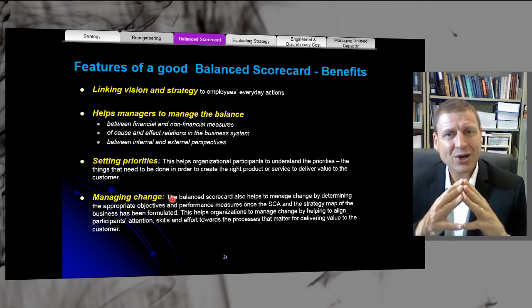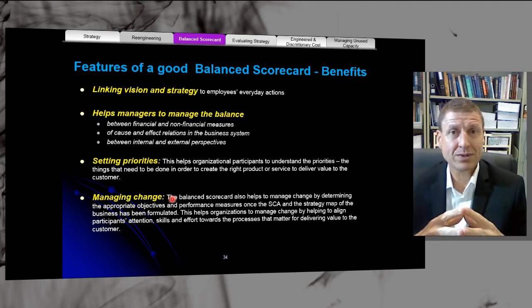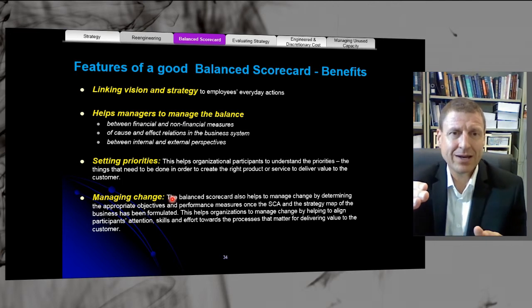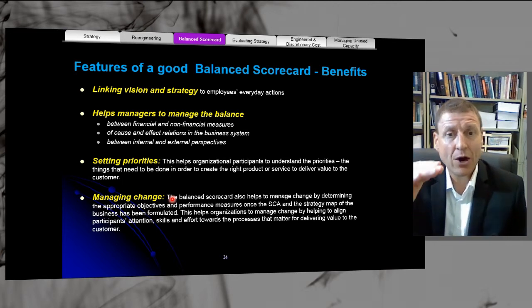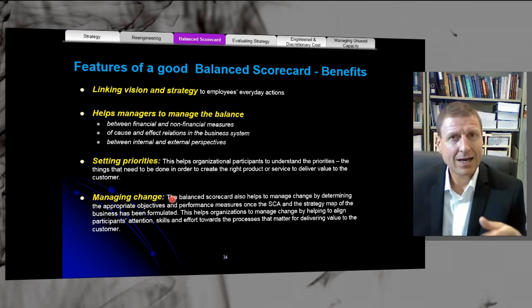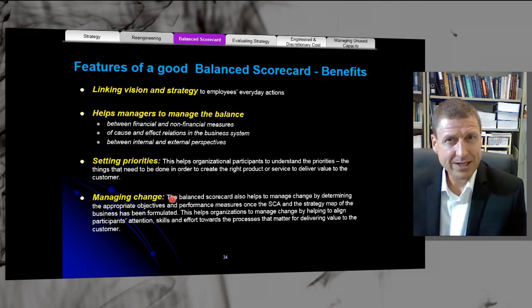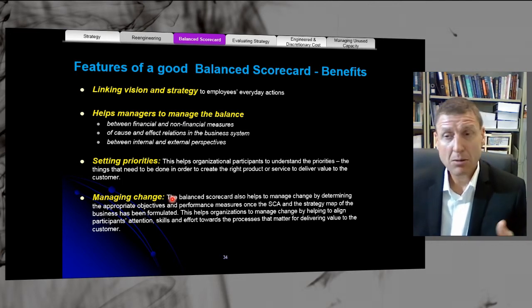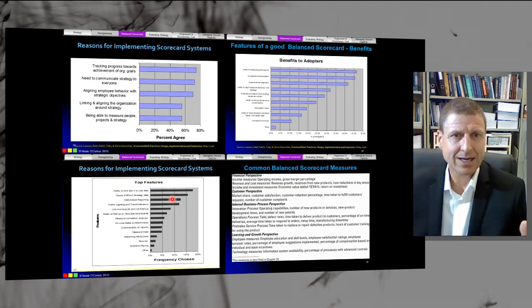So you see, these are the benefits of the balanced scorecard, because the balanced scorecard can help in linking vision with strategy, helping managers manage the balance, setting priorities, and managing change. So is there any evidence of this out there that this goes on? Yeah, a little bit. Let's have a look, see what evidence there is out there.